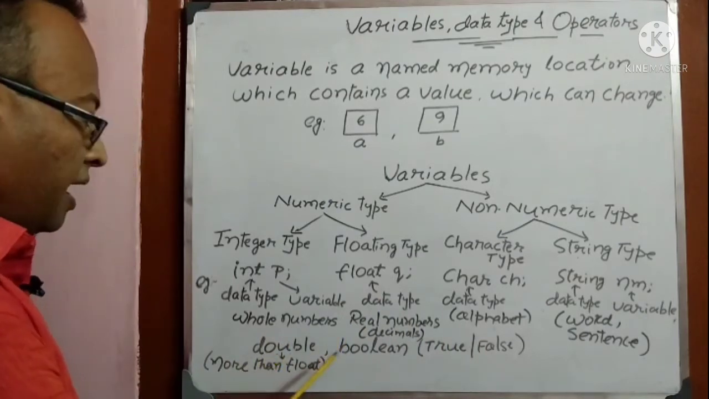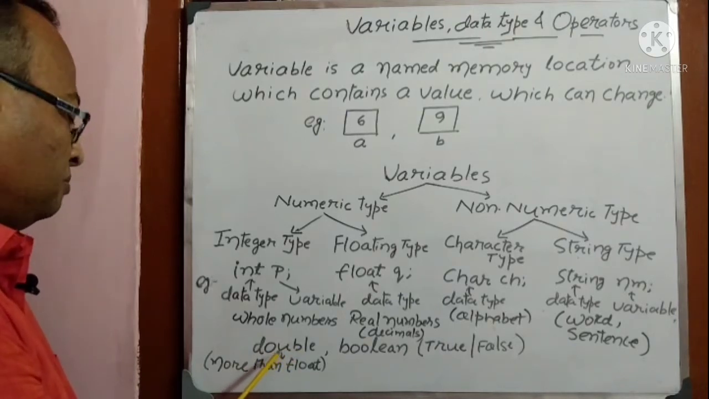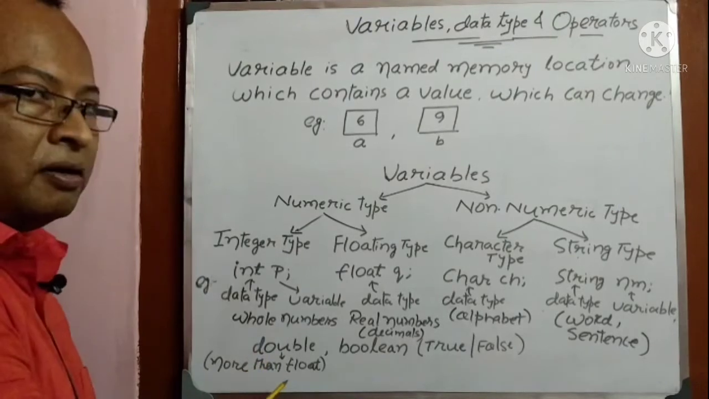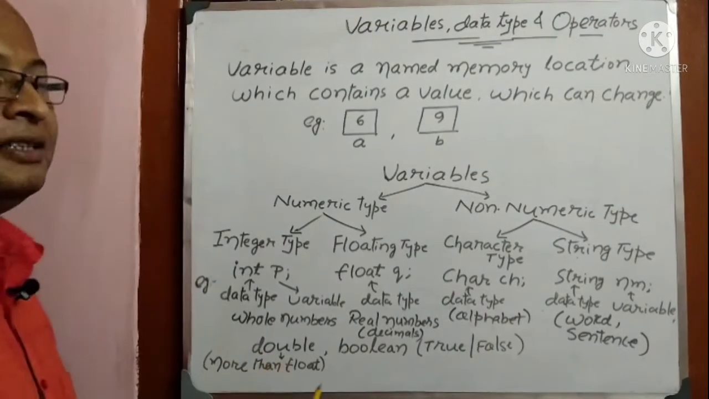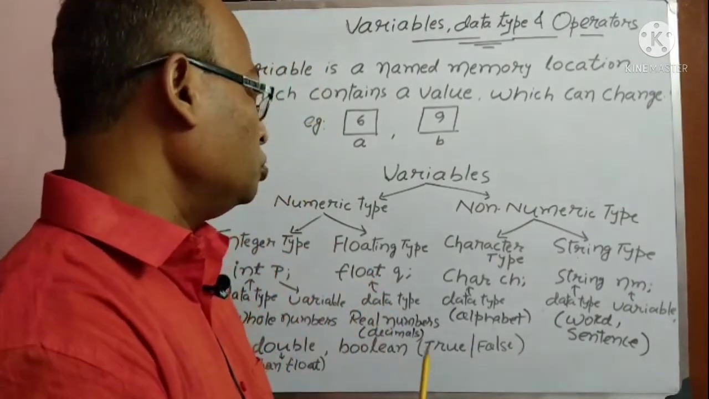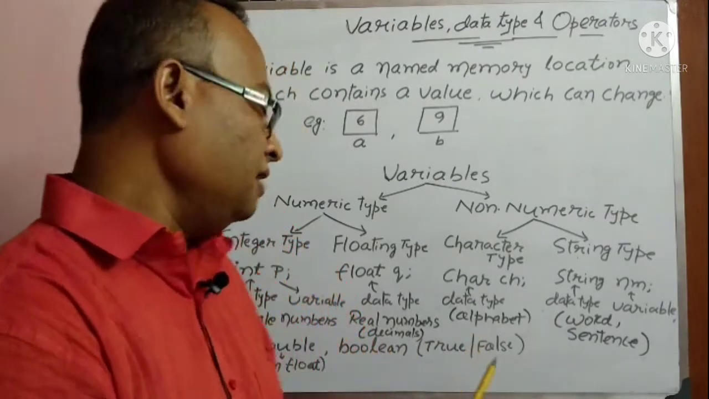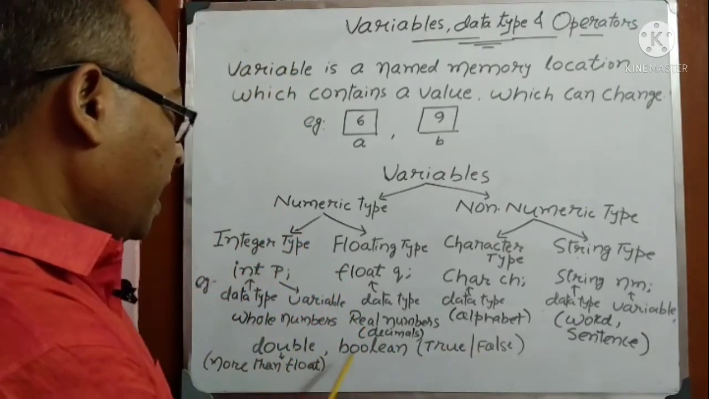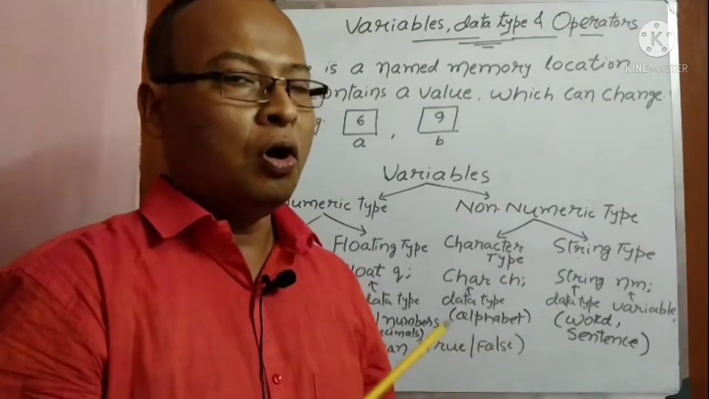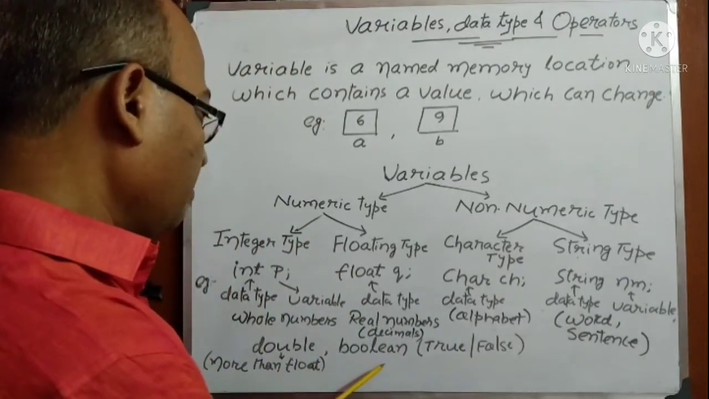Now, there are two more data types which you have to read. One is double and another is boolean. So, double, what is the significance? Double also stores real numbers, but its size is more than float. So, whenever you require to store larger decimal values, then we use double data type. And boolean data type stores true or false. These two I will show you in the program later.